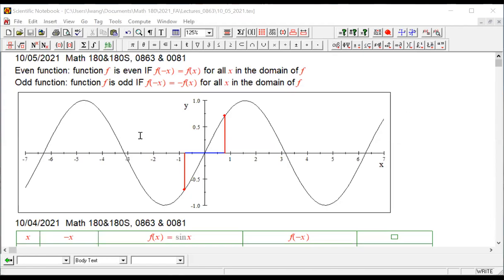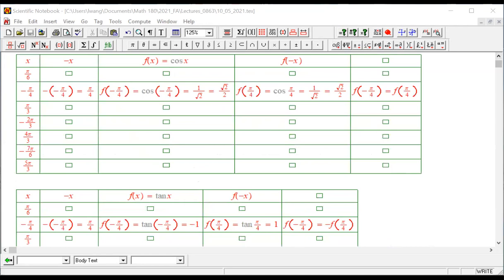All right, yesterday we talked about even functions and odd functions, and we did some examples outside the trig functions, and then we looked at the trig functions. I have assigned you guys homework.